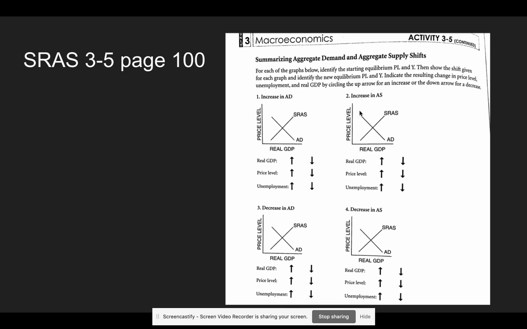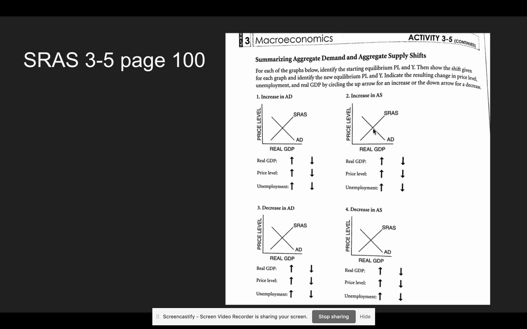Okay. Here we're doing an increase in aggregate supply. So instead of the AD curve shifting to the right, we're going to shift the SRAS curve to the right. So here is our basic AD AS graph. This is our price level. This is our Y. If we then show a shift, our new SRAS is here, SRAS 1, which means that our intersection would be about right here.